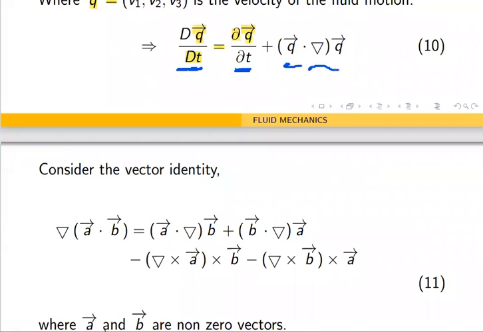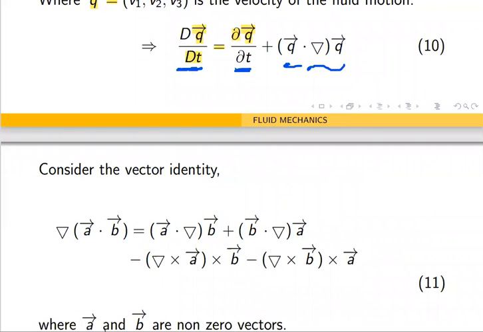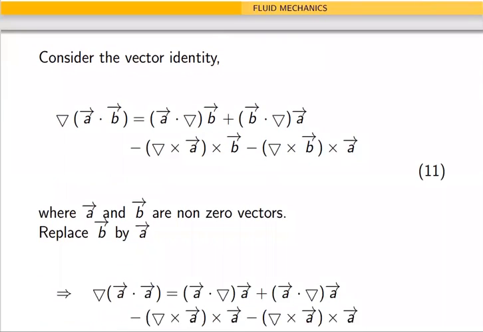Now, this second part, q dot del q, we'll find what it is and we'll substitute here. For this, we'll take the identity. We have the vector identity. Remember this equation 10. In equation 10, I'm going to take this and substitute something else. Let us see what is that. So consider the vector identity.